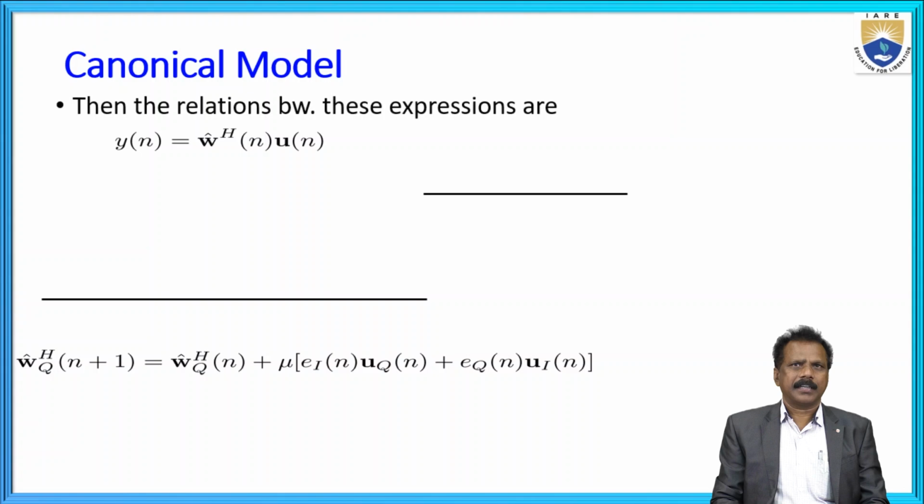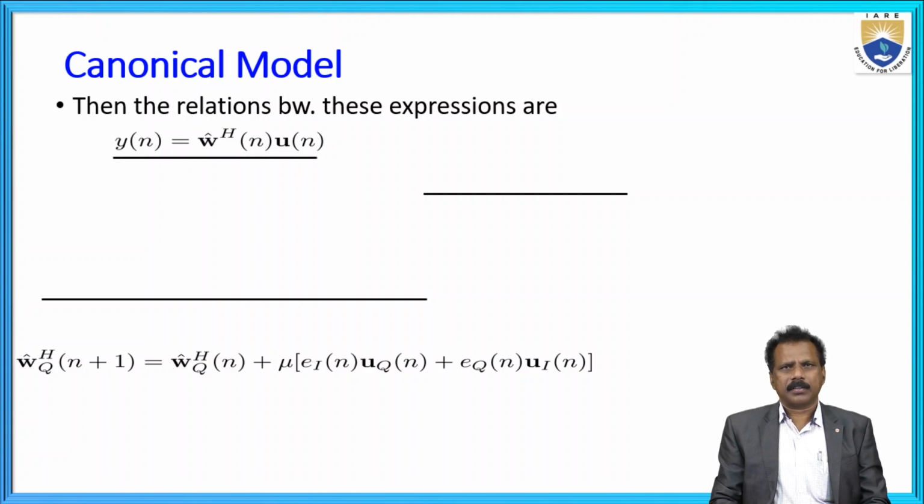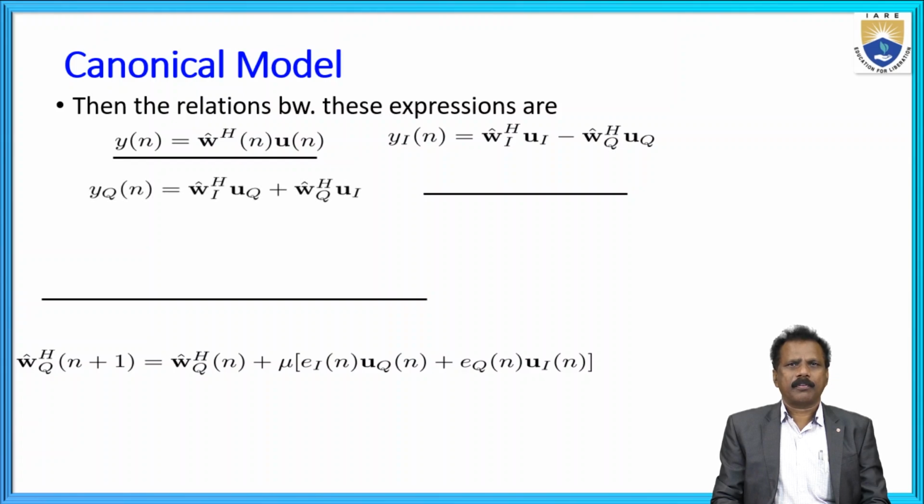So then the relations between these expressions are okay. Y of n is equal to this value. Y1 of n is equal to like this, and yq of n is equal to like we can write in this mathematical notation. That is how the error will be displayed: e of n is equal to d of n minus y of n. With this scenario, e I of n is equal to d I of n minus y of n.